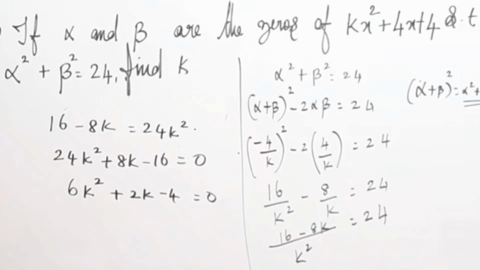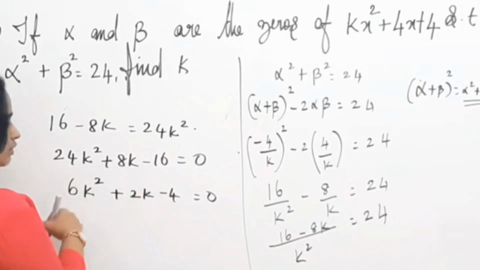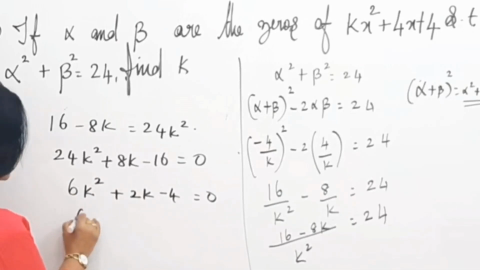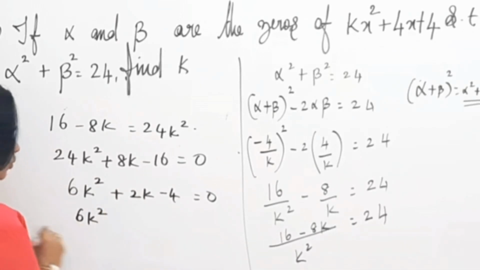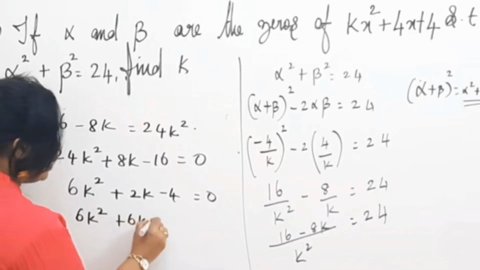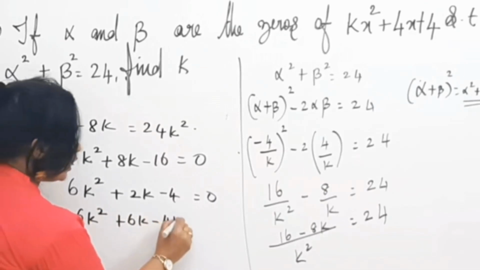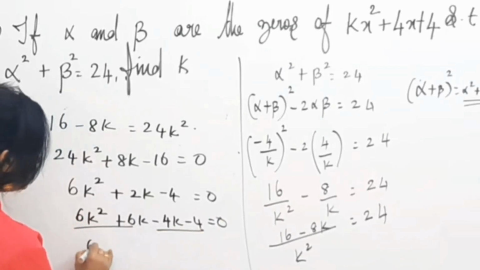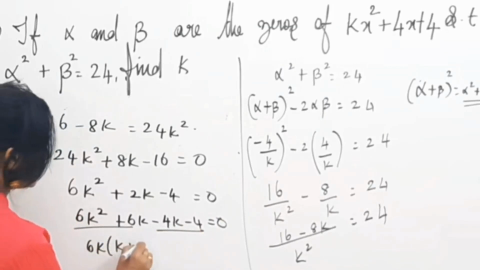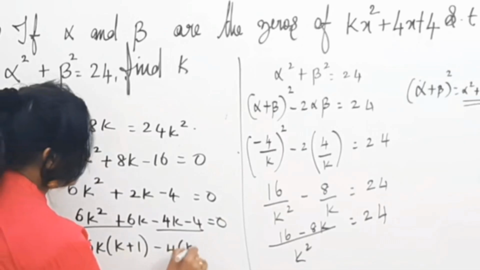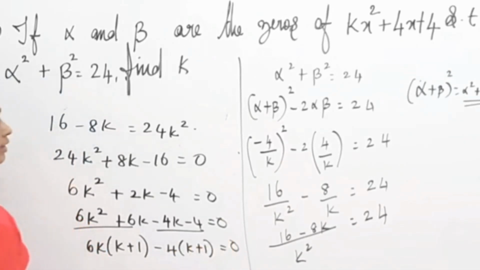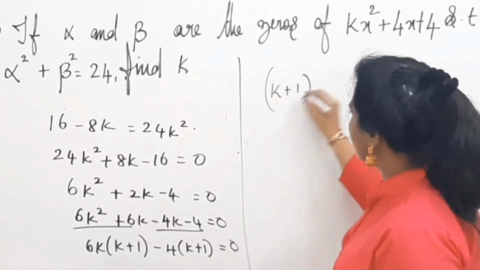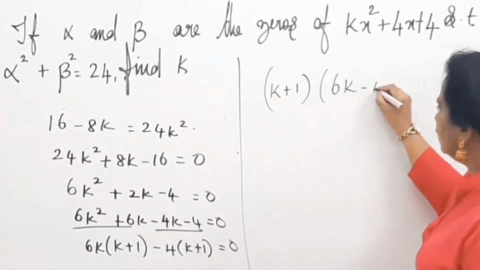Now I have to get my factors. 6 fours are 24, I have to get 2. That is, 6 and 4 are the factors. So 6k square plus 6k minus 4k minus 4 equal to 0. So group the terms. I would get 6k outside, so I'm left with k plus 1. Minus 4 is taken outside, k plus 1. So my factors are k plus 1 into 6k minus 4 equal to 0.